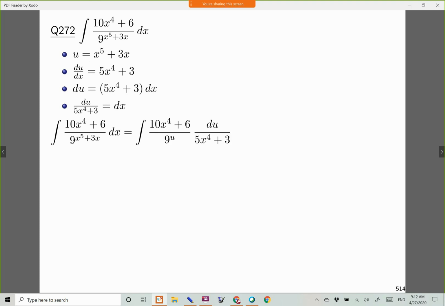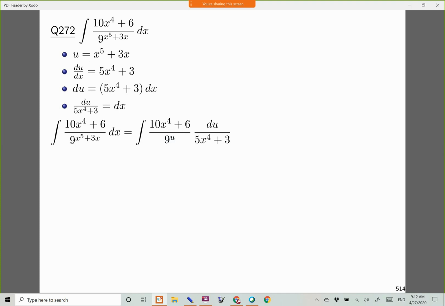It's kind of messy, but I'm trying to be as literal as possible and just go through the steps as uniformly and as consistently as possible. So integral sign, 10x to the fourth plus 6 over 9 to the, and there's our first replacement. Instead of writing x to the fifth plus 3x, that got replaced with a u. The dx got replaced with this fraction here.